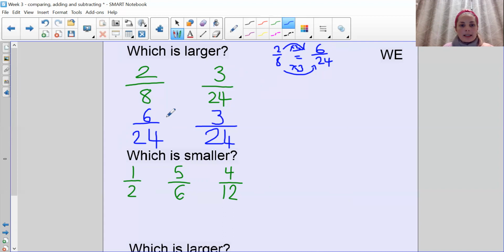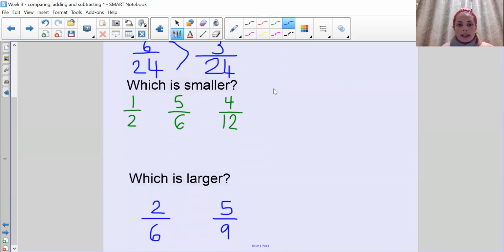And now I look and I say 6/24 is bigger. So which number am I going to write? I'm going to write 2/8 as my answer. Okay, remember you have to write the original fraction. In your quiz today, if you don't write the original fraction, you're not going to get the mark immediately. So make sure you're doing that.